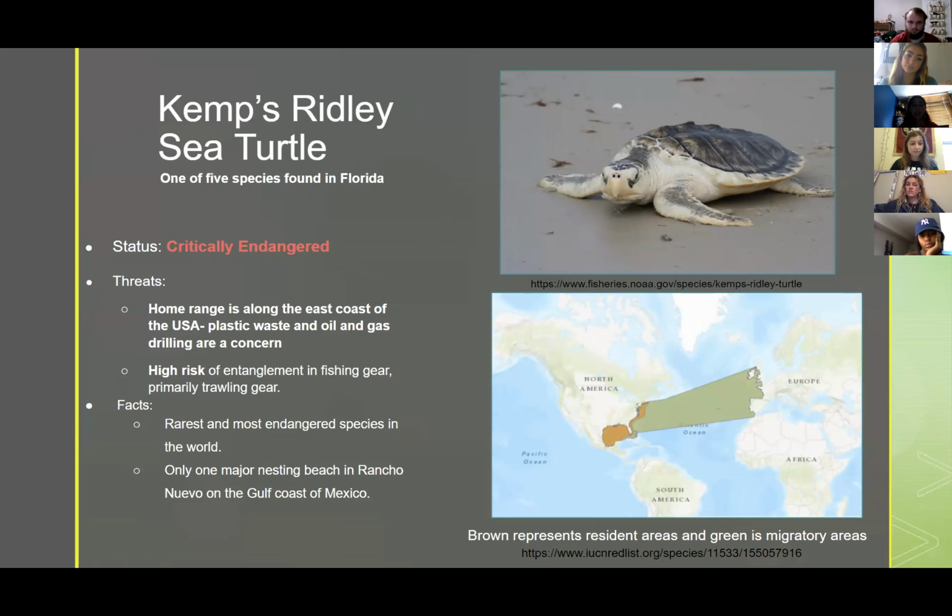The Kemp's Ridley sea turtle is critically endangered, and their home range is along the east coast of the USA. Therefore, they are highly affected by plastic waste, oil and gas drilling. Also, they are at high risk of entanglement in fishing gear, primarily trawling gear. Some facts about these turtles is that they are the rarest and most endangered species in the world. And there's only one major nesting beach, in Rancho Nuevo on the Gulf Coast of Mexico. Next slide.